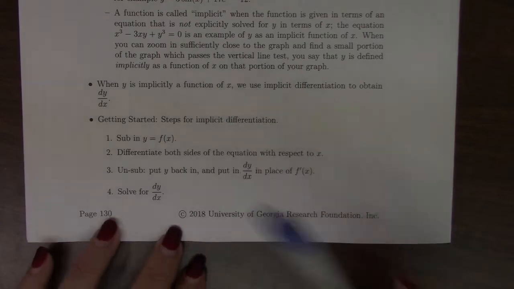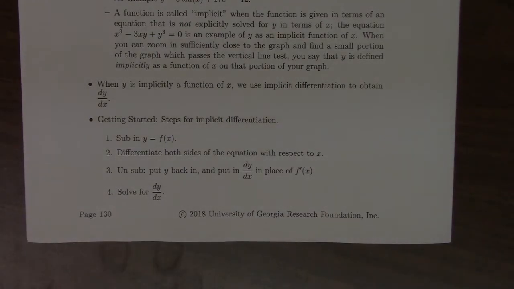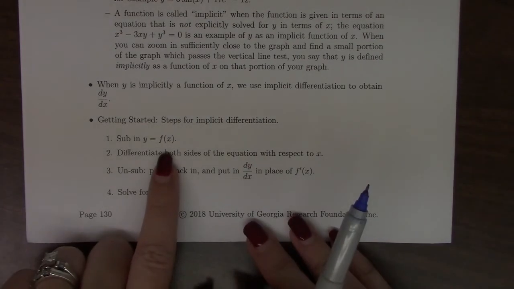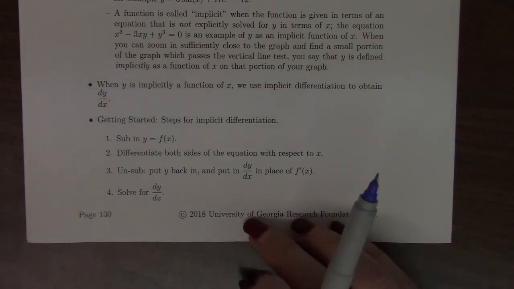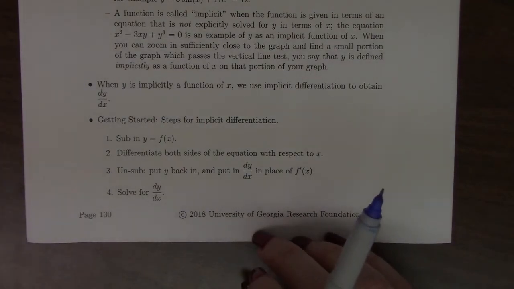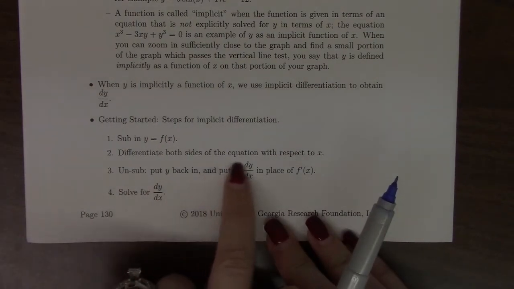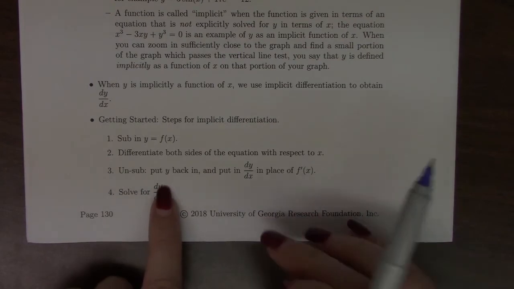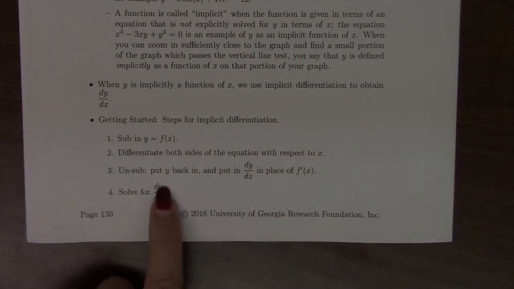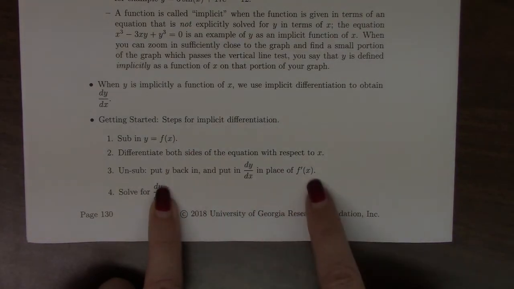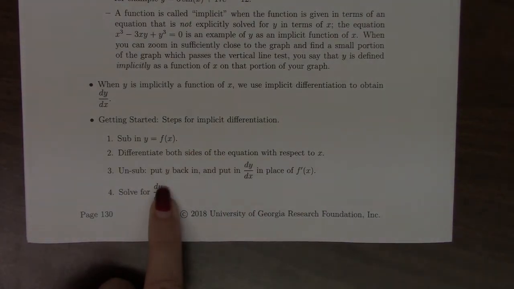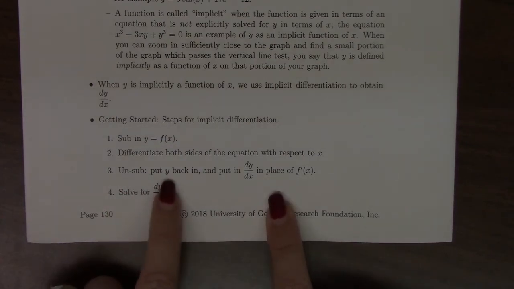And so to get started, you actually have a few choices here. Some people take all the y's in the equation and name them f of x, and they do that because they like to be able to see that they're actually taking the derivative of a function, and so they're really applying the chain rule everywhere they see a y. When you take the derivative with respect to x, every time you see an x, you would just take the derivative in the normal way, but everywhere you see an f of x, you would write it as f prime of x. And then this step says, well, then unsub and put y back in.